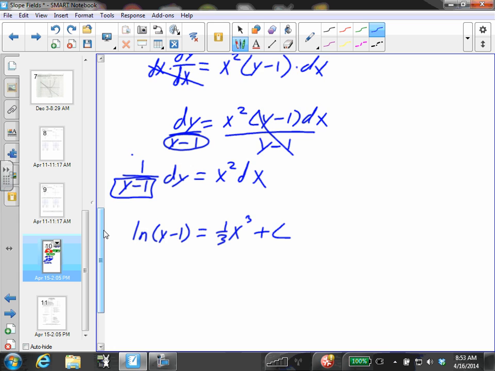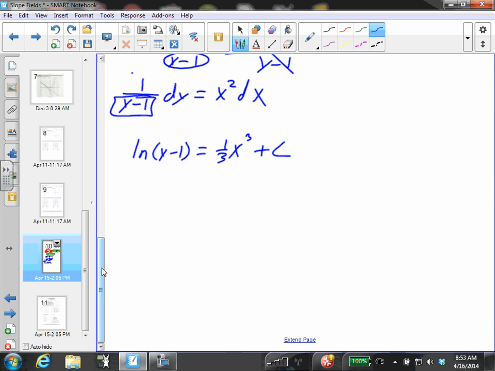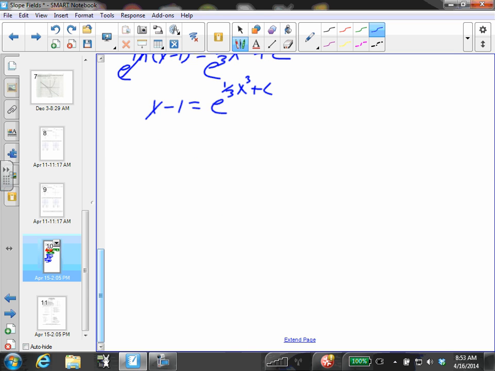Now that we have the equation, I'm going to go ahead and solve for y. So that means that I would need to raise e to each side so that this e and natural log would cancel. So y minus 1 is equal to e to the 1/3 x cubed plus c. And this can be broken into e to the 1/3 x cubed times e to the c. Okay? And remember, once again, I'm just using a property of exponents here.